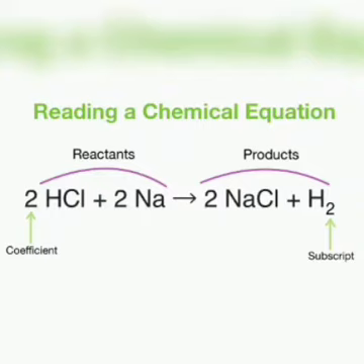Number 4, the number of each type of atom on the left side is made equal to the number of corresponding atoms on the right side of the equation by using coefficients.